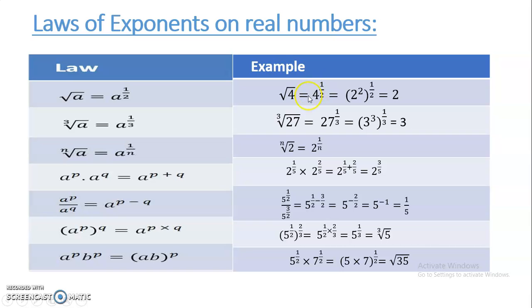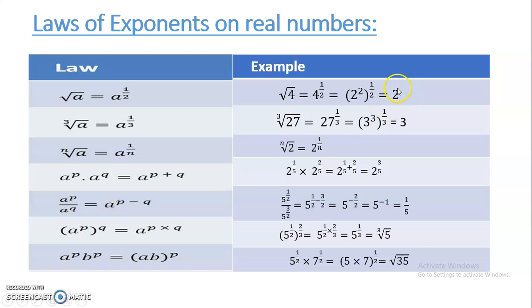Now, you know that 4 is a perfect square. So 2 raised to the power 2 is nothing but 4. Now these 2 and 1 by 2 on the top are in multiplication, so they can get cancelled, because 2 is in the denominator. This 2 cancels with this 2. Only the base remains, that is 2.